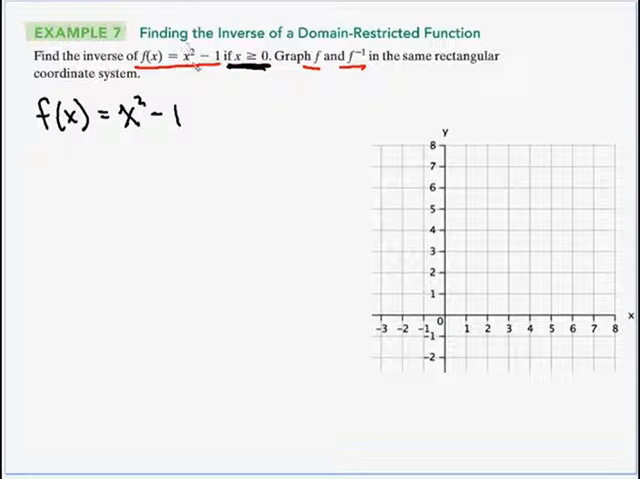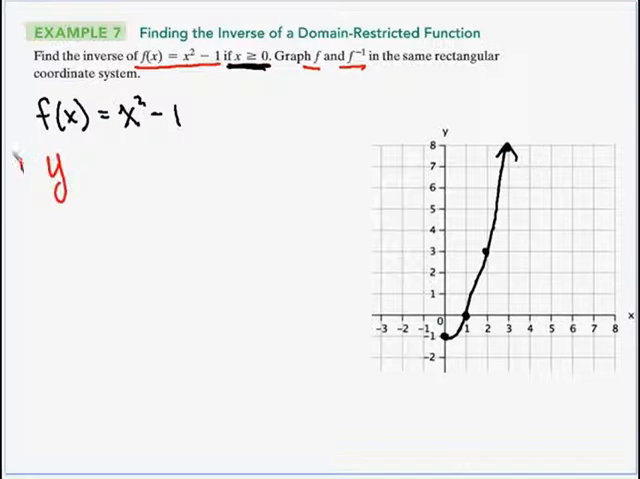So this is the standard parabola x squared shifted down 1 unit. So we're going to start here, and then we'll have this point on our graph, and then here, and here. So if I connect those dots, I don't like that one very much. It needs a little more curve here at the bottom. Okay, good enough. Let's find its inverse.